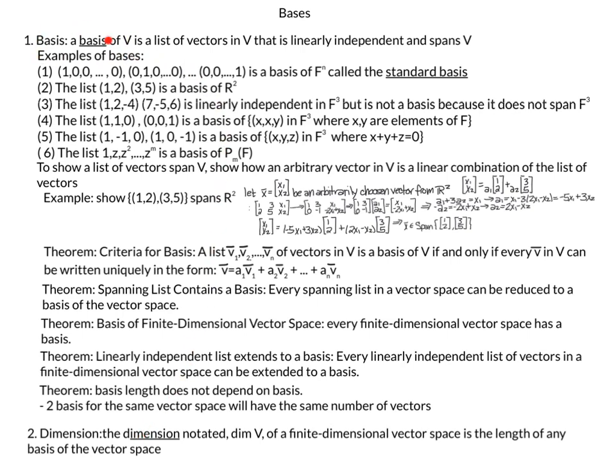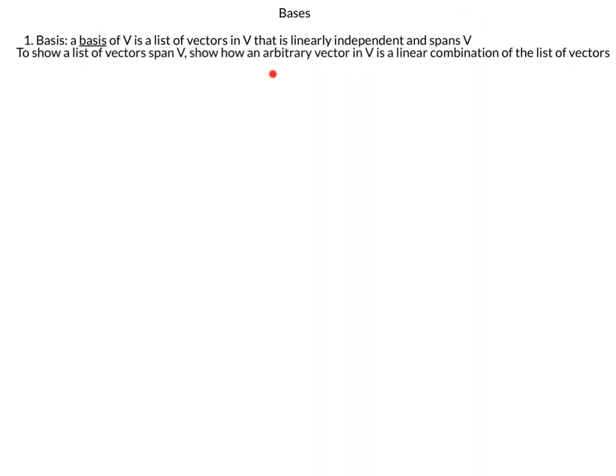We'll start by talking about bases and going through these examples and proving they are all bases, or in one case, proving it's not a basis, by showing linear independence and spanning. I will keep these two comments at the top of the page for your reference. First, a basis of a vector space V is a list of vectors in V that is both linearly independent and spans V, so remember there are two things we need to show. If we want to say something is a basis, it needs to be linearly independent, and it needs to span.